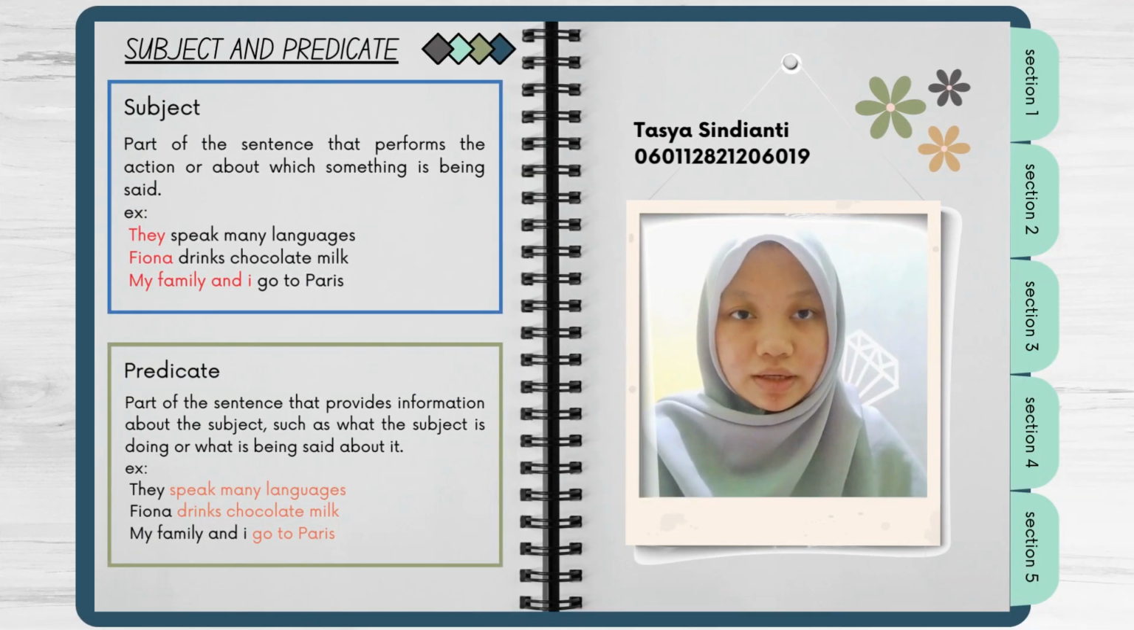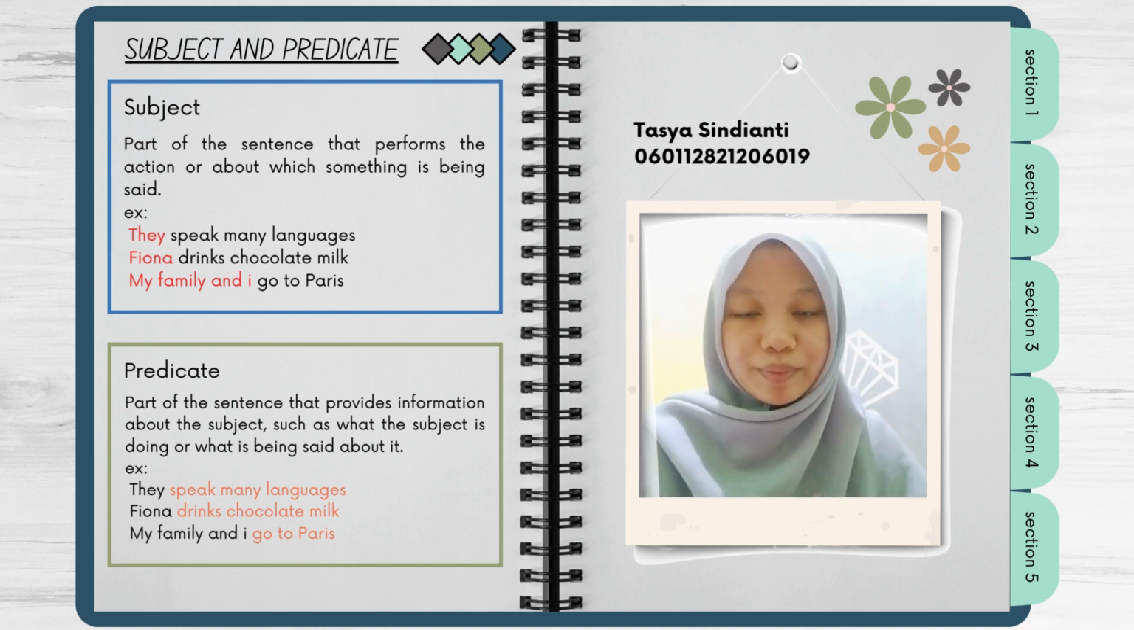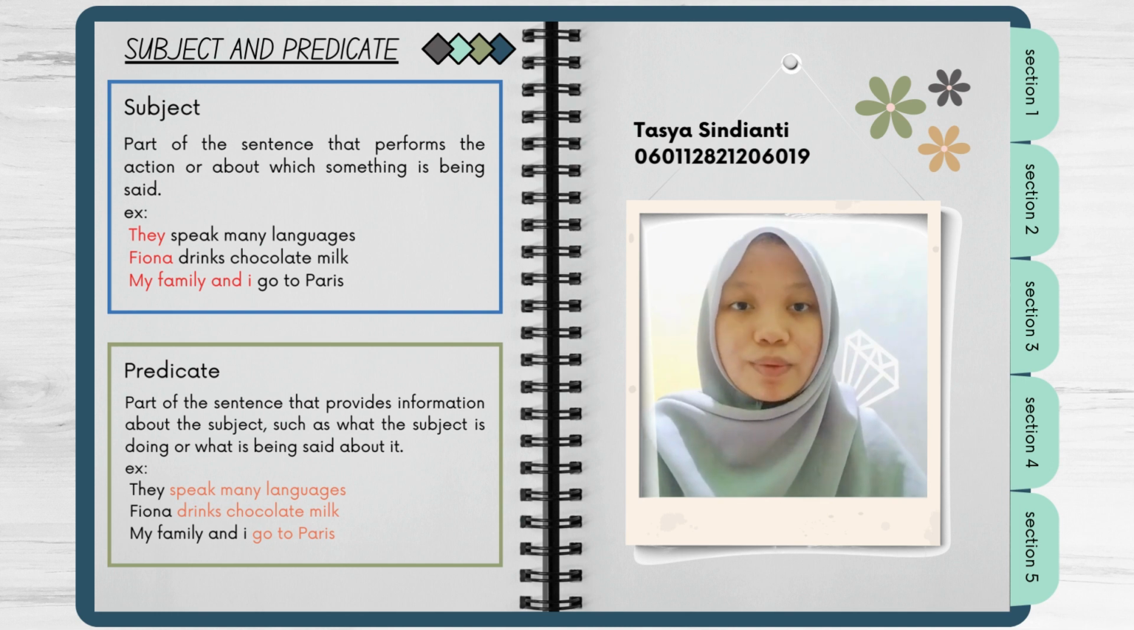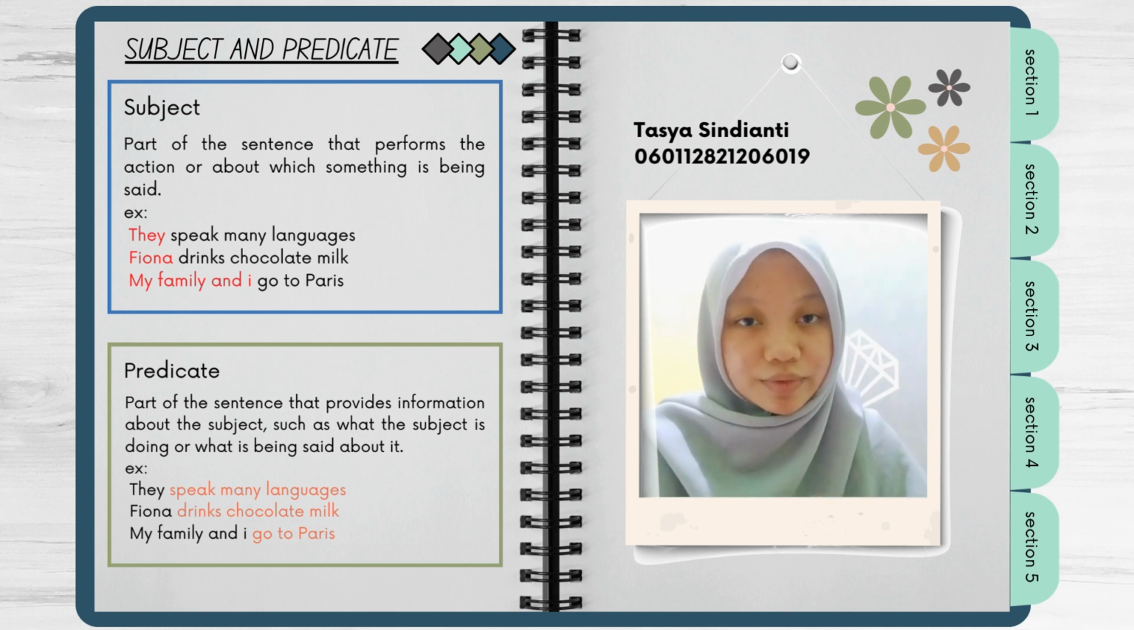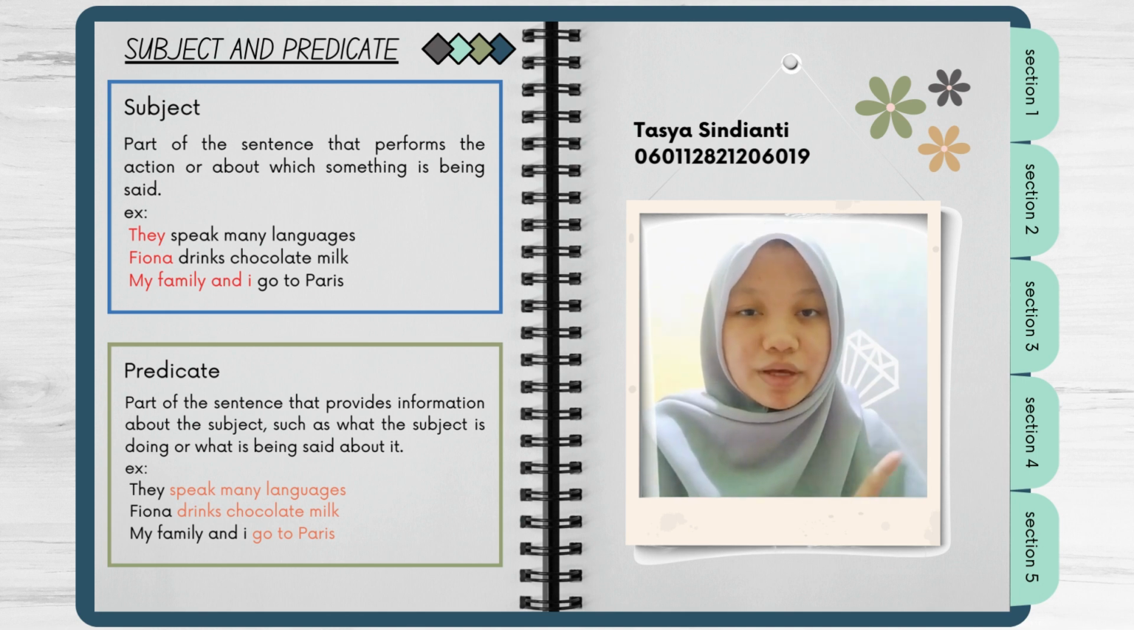Next, predicate. The predicate is the part of a sentence that provides information about the subject, such as what the subject is doing or what is being said about it. It typically includes a verb and may also include objects, complements, or modifiers that further describe or modify the action or state of the subject. The predicate usually comes after the subject and is separated from it by a verb or verb phrase.